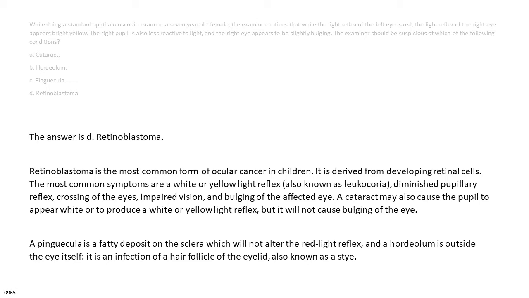A cataract may also cause the pupil to appear white or to produce a white or yellow light reflex, but it will not cause bulging of the eye. A pinguecula is a fatty deposit on the sclera which will not alter the red light reflex, and a hordeolum is outside the eye itself. It is an infection of a hair follicle of the eyelid, also known as a stye.